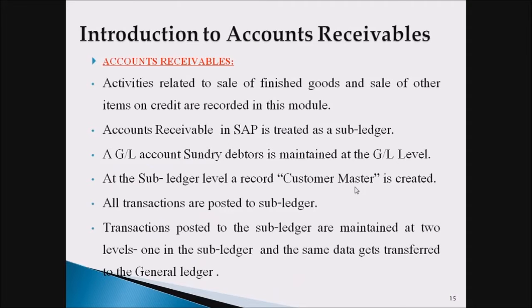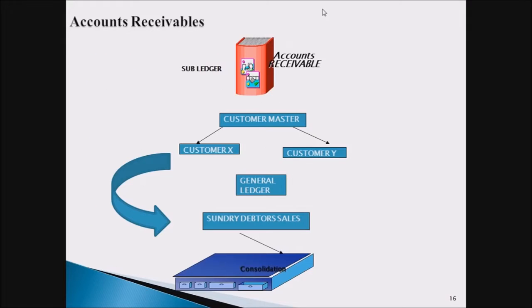Now, very similar to this is receivables, also called a subledger. When I say subledger, the logic remains the same. There's absolutely no change in the logic. The only things that change are the terminology and the purpose. So what do we do here? Activities related to the sale of finished goods and the sale of other items on credit are recorded in this module. So we are coming to the sales side. Accounts receivable in SAP is treated as a subledger. Again, the flow of data remains the same. Let's go to the next slide.